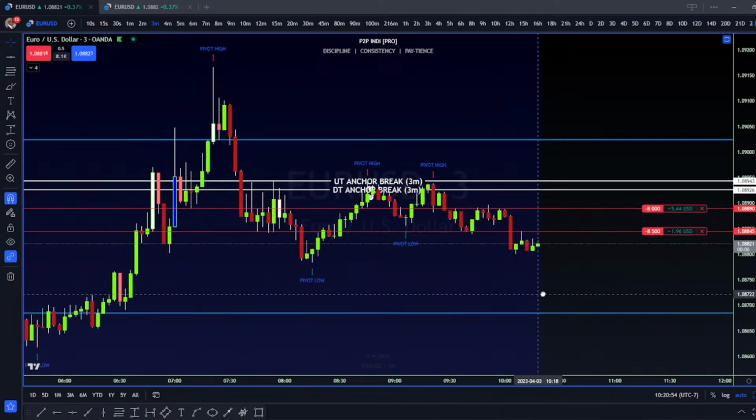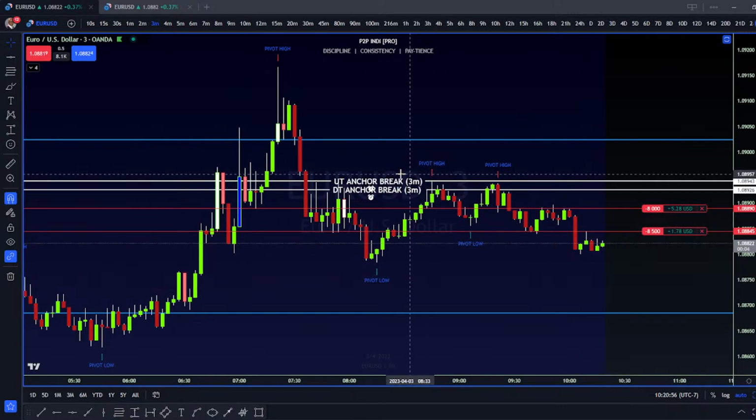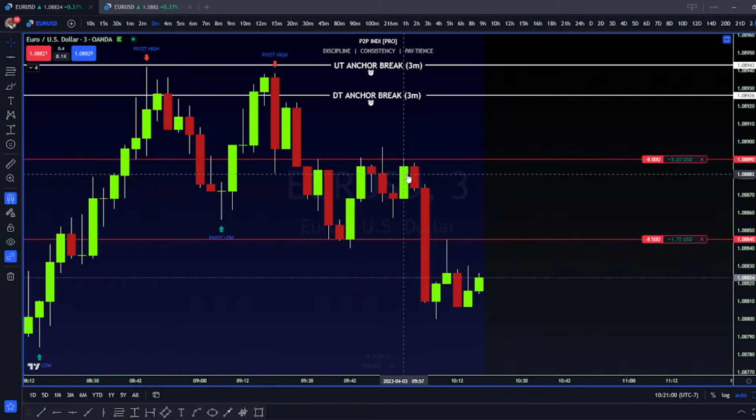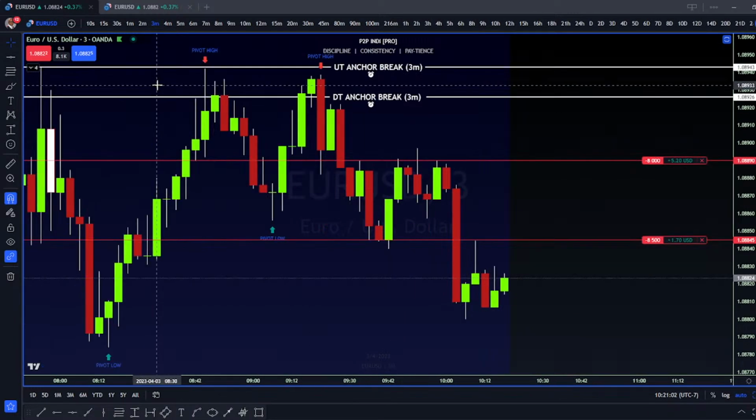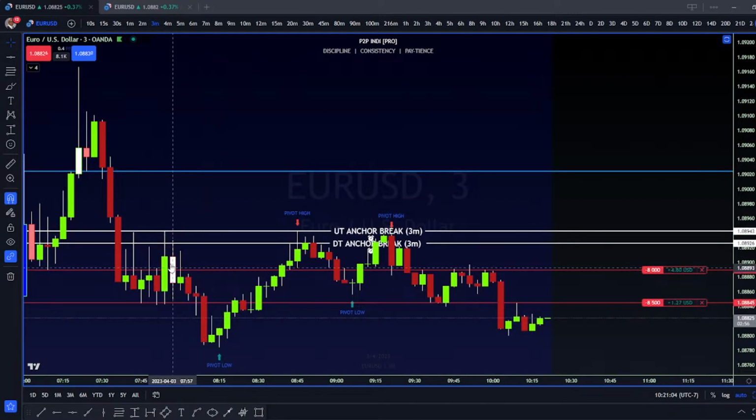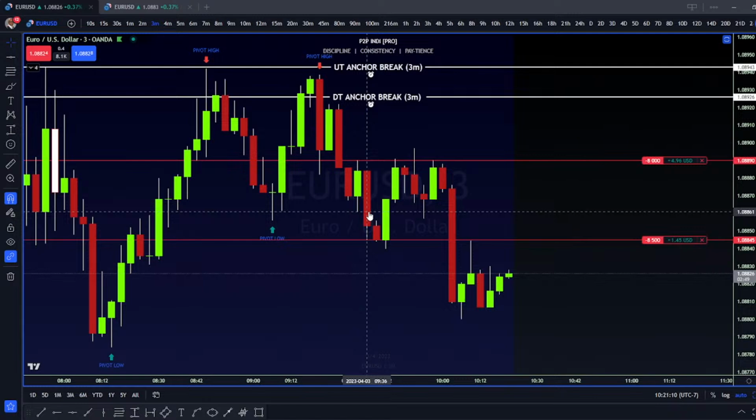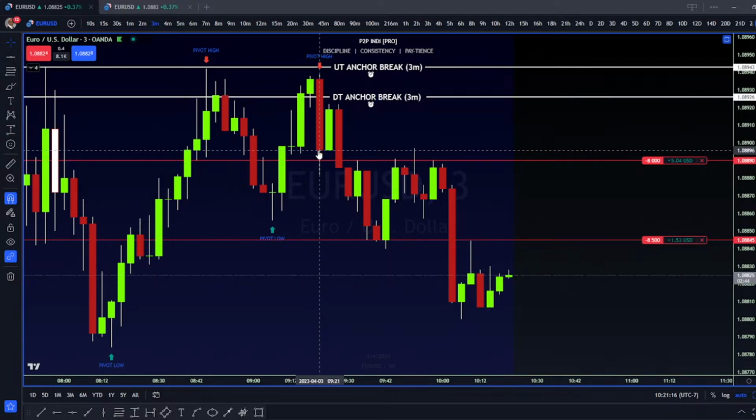But we have here where it did not break the uptrend anchor. My uptrend anchor was this guy back here. If it would have broken this, I would have anticipated a continuation of the uptrend. But because it didn't, and it broke this downtrend anchor break on the 3-minute, meaning it closed below this horizontal line here, and you can see it did that on this big candle.